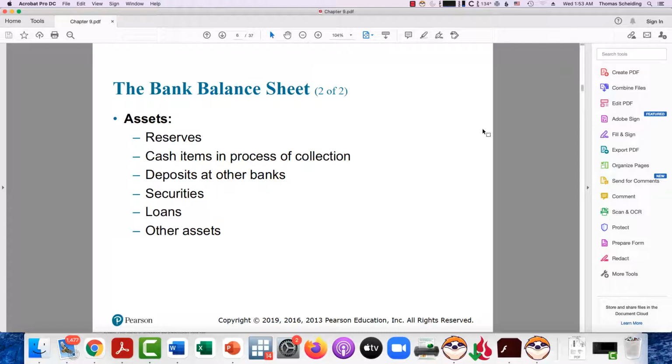Banks also hold a sizable number of securities. These securities take the form of government bonds, essentially. And then you've got loans. The loans that are made to individuals, those loans are an asset because it is something that has some value. And then you've got other miscellaneous assets. This would be wholly owned capital that's already owned by the bank.